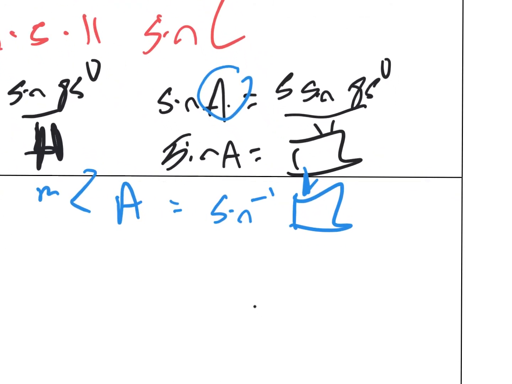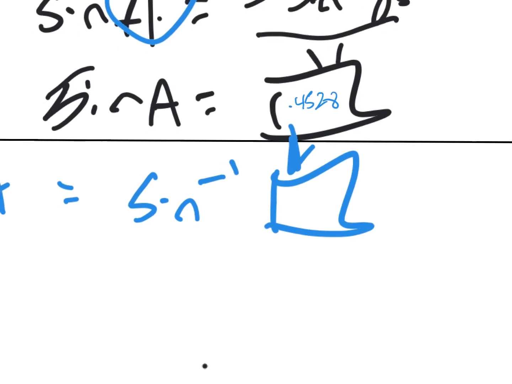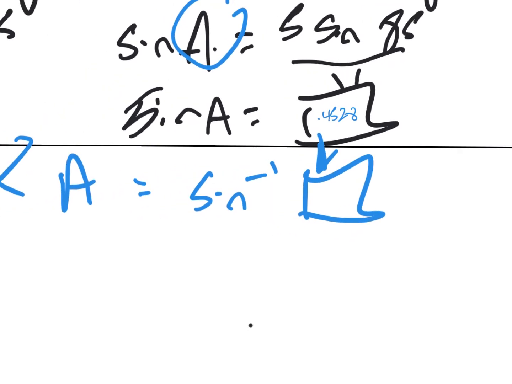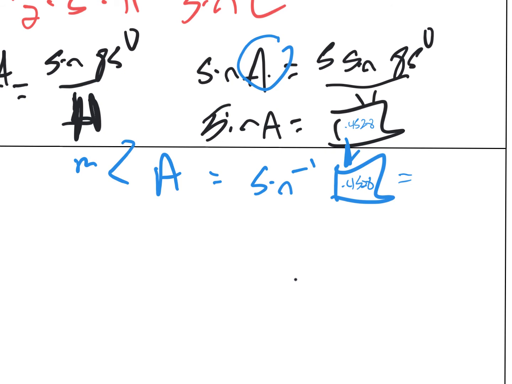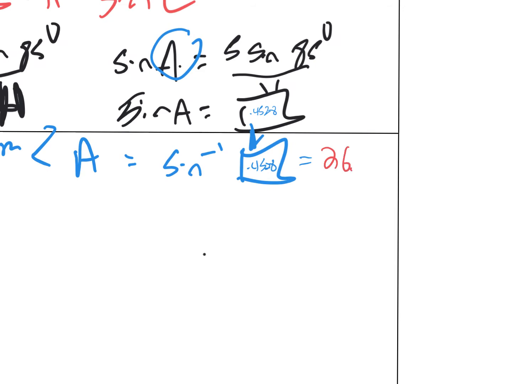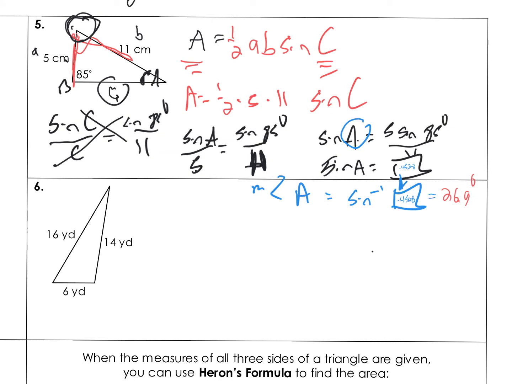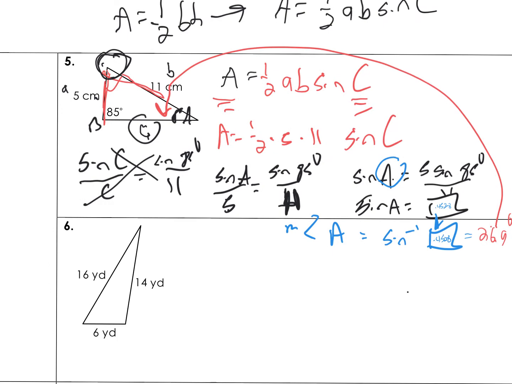I got sine of A is 0.4528. And so I do that math. The inverse sine of 0.4528 will be, and this is the measure of angle A, so let me go and calculate that. Measure of angle A is 26.9 degrees. Now you're saying, well, that's not the answer I want. No, but that is that angle right here. And obviously I needed the angle C.